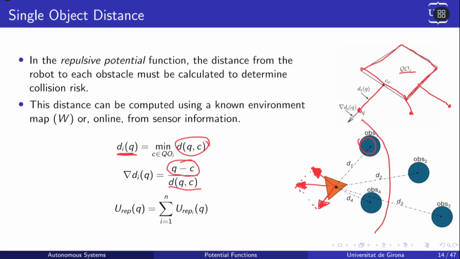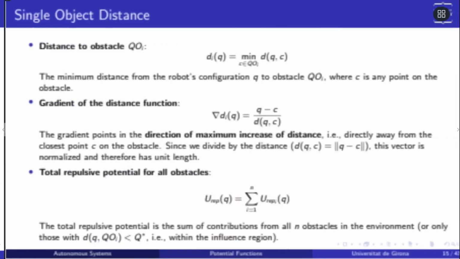Okay, of course, I'm not very good at drawing, but this is just for you to get the idea. This will be the resulting force that we will generate. That will be the sum of all the repulsions that are closer or within a certain threshold. This is a way to do it.